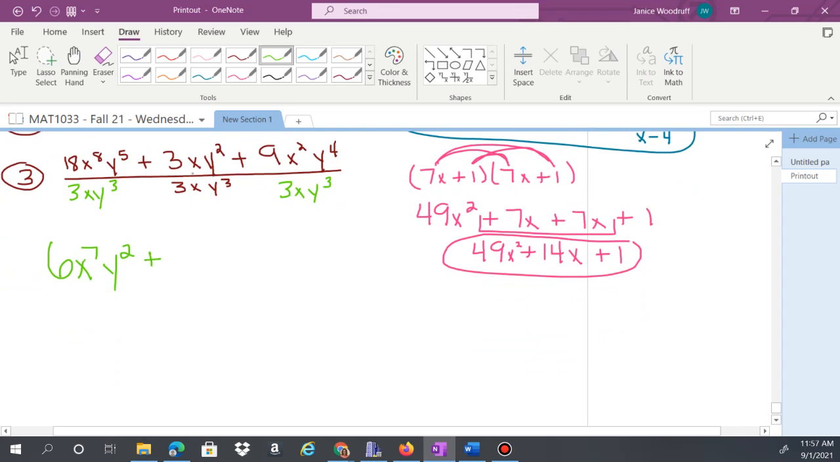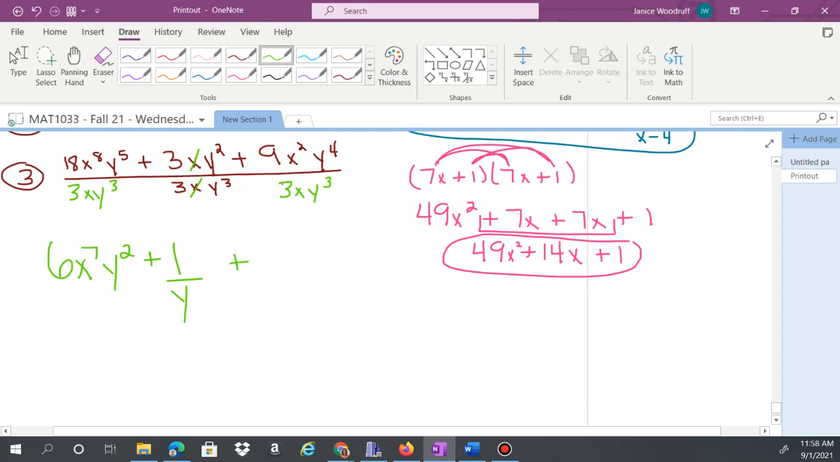Then my next term, 3 divided by 3 will give me 1. The x's will cancel. Y to the 2 minus 3 will give me y to the negative 1. Now, if I'm asked to write the answer with positive exponents, I'm going to take that y, put it in the denominator. So that's y to the first in the denominator. I don't need the first power. But I do need this 1 up here because I can't have it underneath nothing.